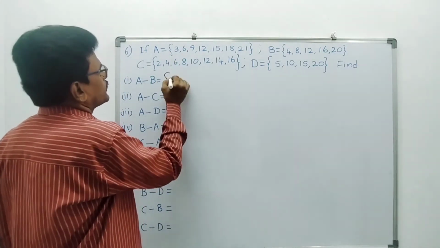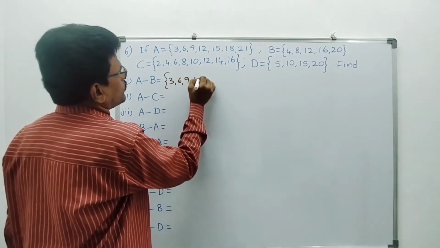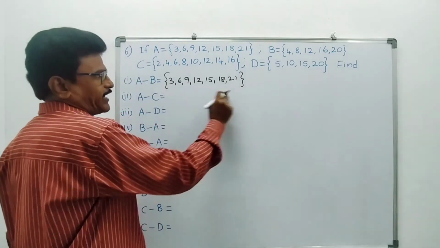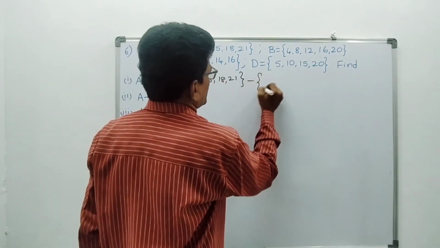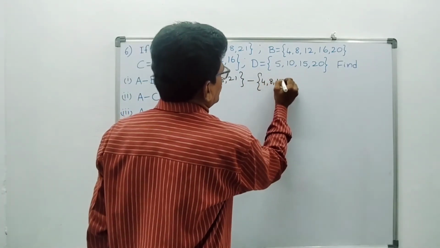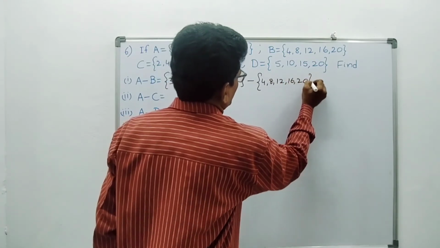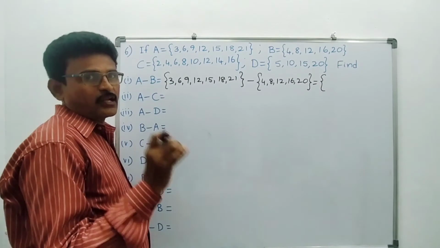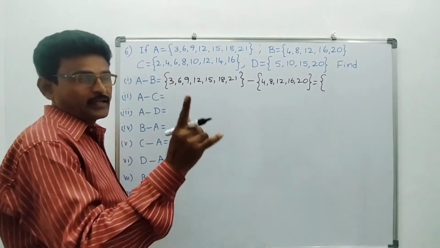First one, A minus B. First I will write 3, 6, 9, 12, 15, 18, 21. Okay, set A elements minus. Now set B: 4, 8, 12, 16, 20. Now what is the result? A minus B means the elements that are in set A but not in B.